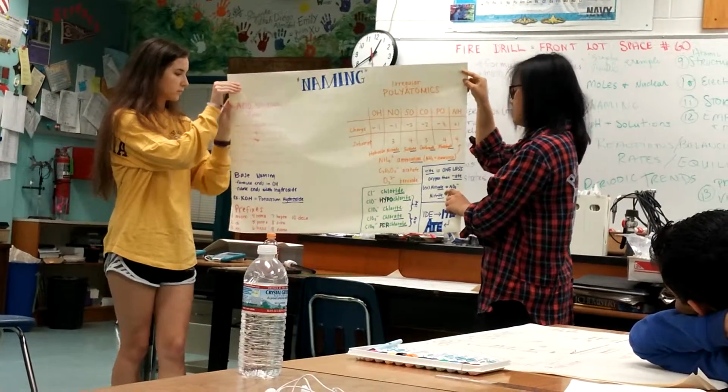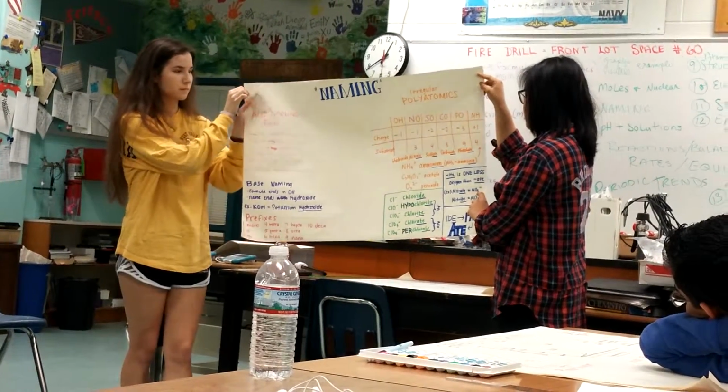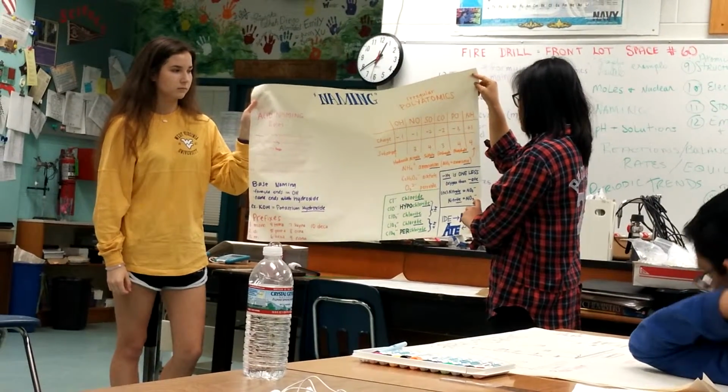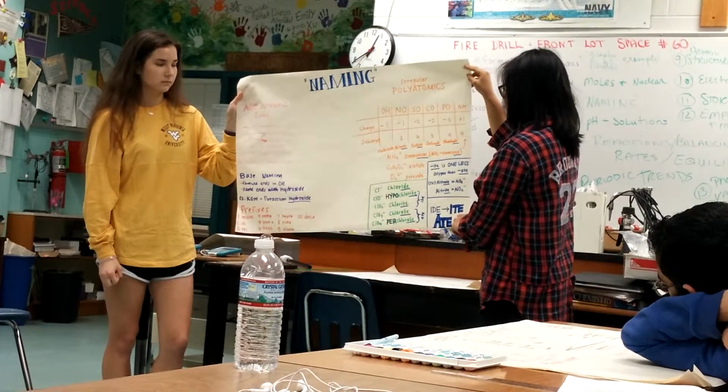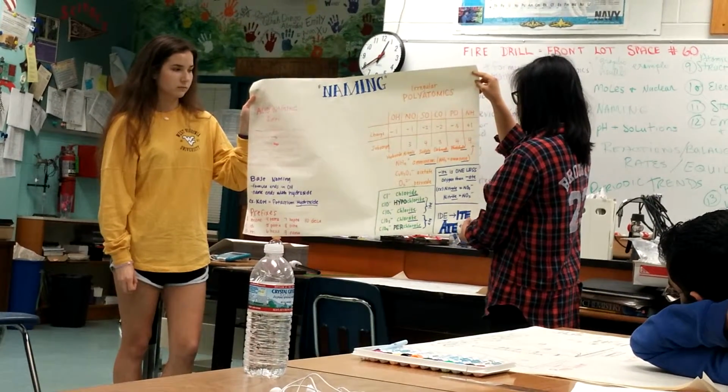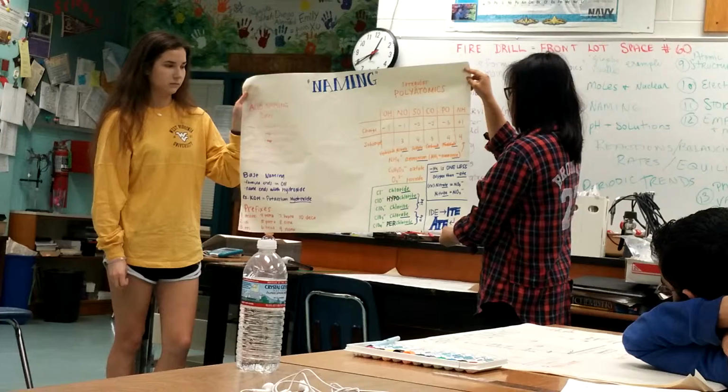So for example, if you're naming nitrate, which is NO3 minus, if you have one less oxygen, making it NO2 minus, then you name it nitrite. And also, ide is less than ite, and then ite is less than ate.